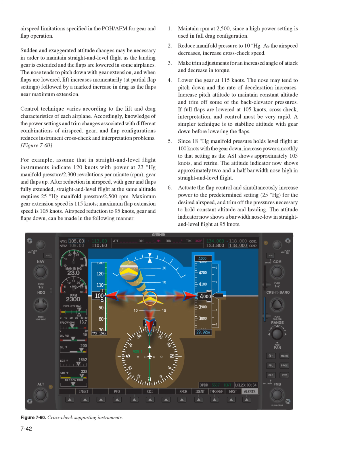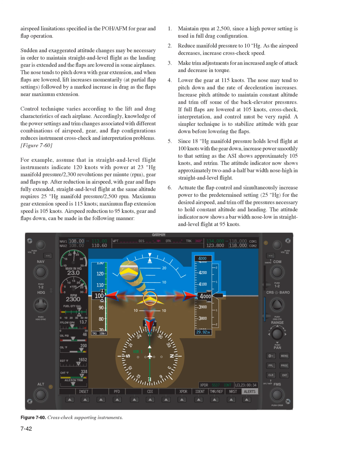1. Maintain RPM at 2500, since a high power setting is used in full drag configuration. 2. Reduce manifold pressure to 10 inches of Hg. As the airspeed decreases, increase crosscheck speed. 3. Make trim adjustments for an increased angle of attack and decrease in torque. 4. Lower the gear at 115 knots.